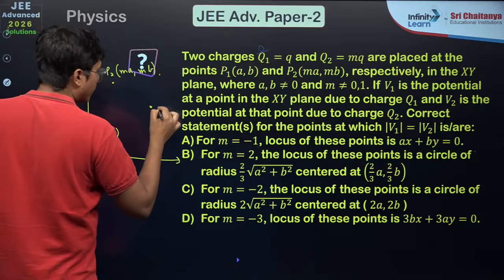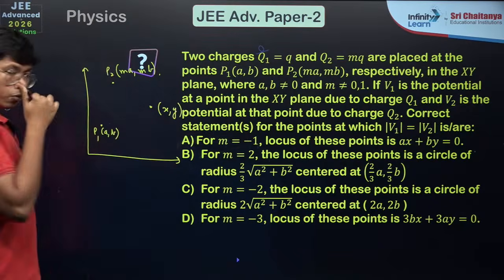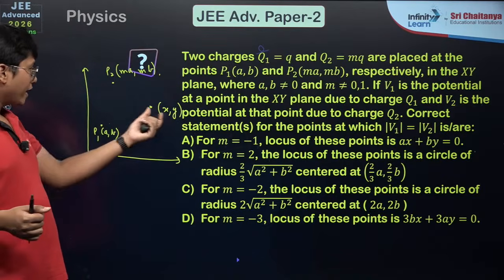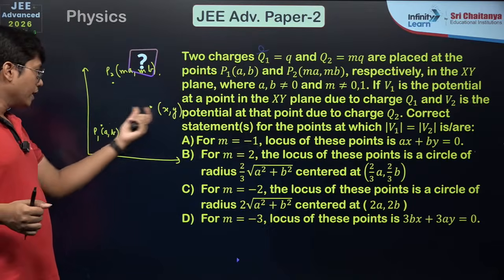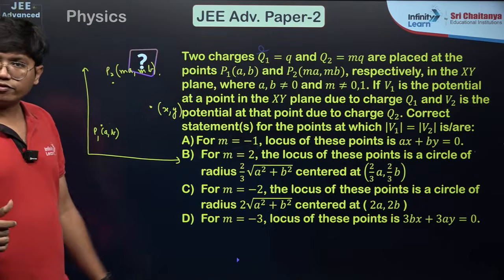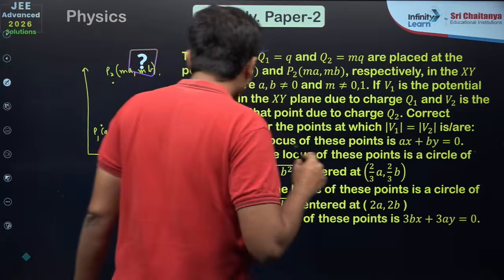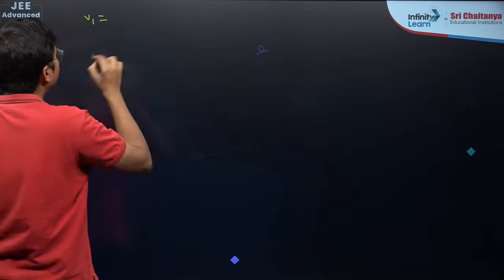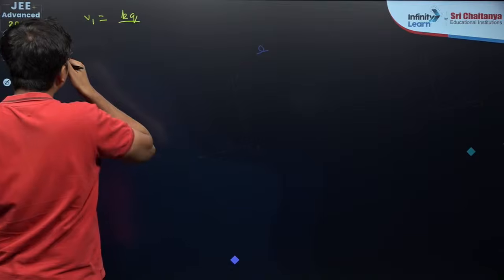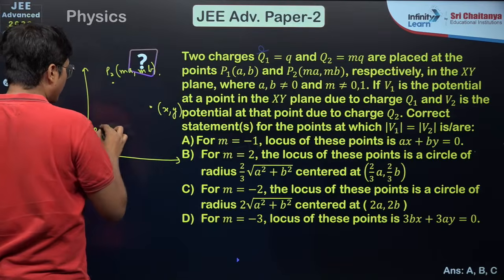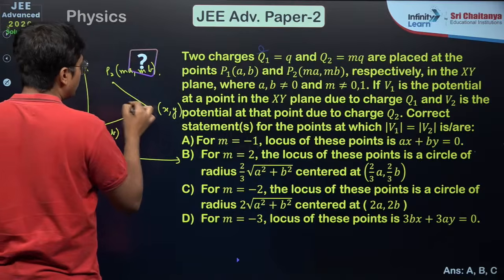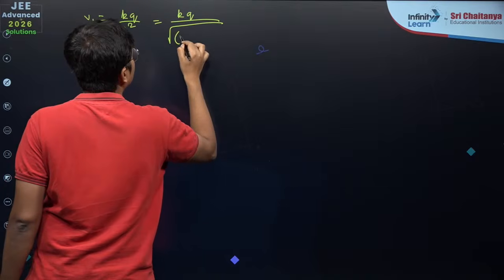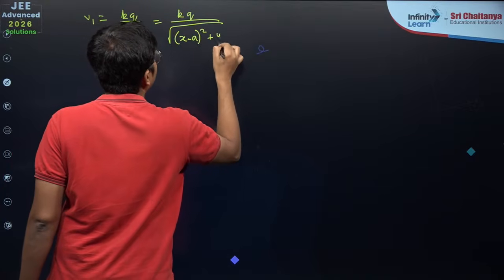Now, if I have any coordinate (x, y), think about what is its distance from each of them. Distance from here we can get by the distance formula: basically square root of (x minus a) whole squared plus (y minus b) whole squared. Same way I can get the distance from the other point. Why are the distances important? Because the potential created by one, the charge is q, right, is kq divided by r1. R1 is basically this distance and R2 is this distance. So V1 is kq divided by root over of (x minus a) whole squared plus (y minus b) whole squared.